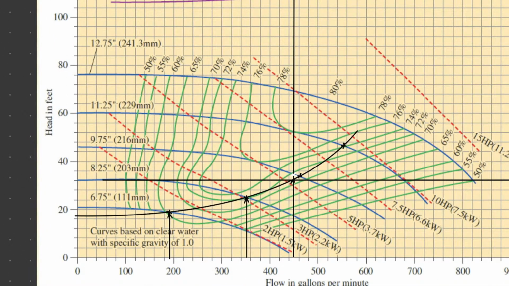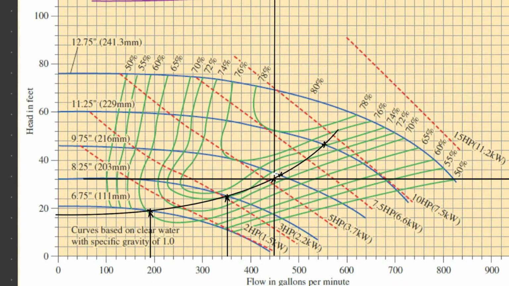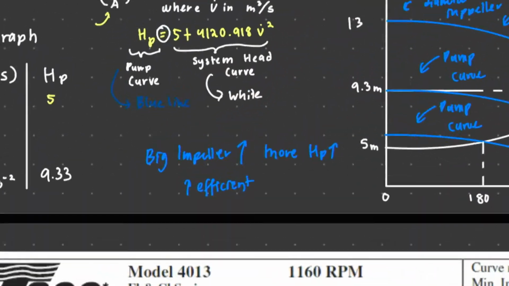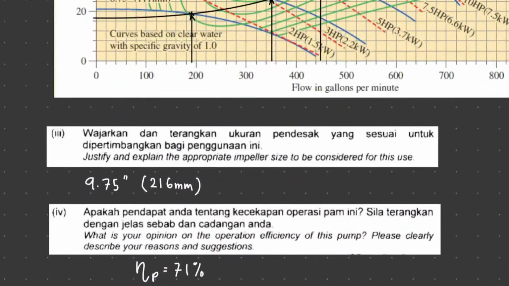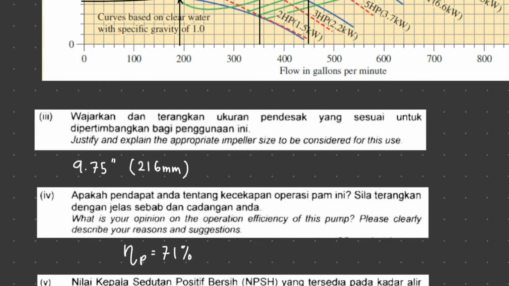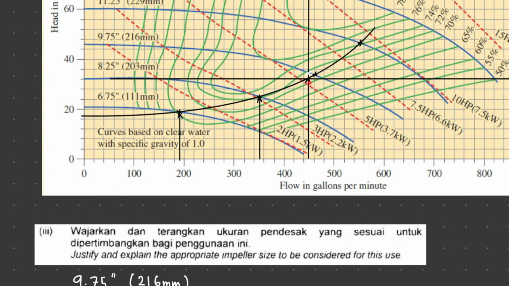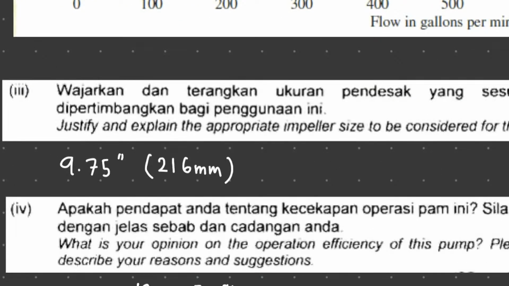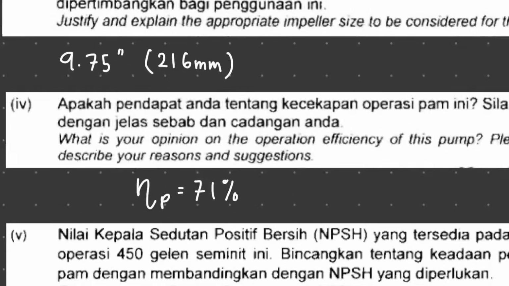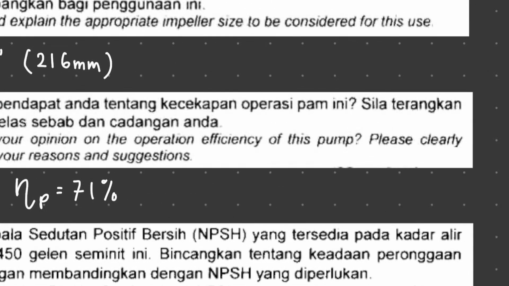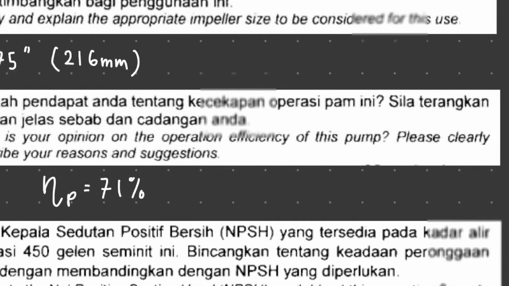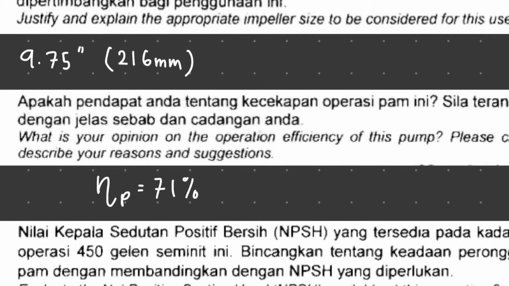If you use a small impeller, the efficiency ranges from like 50% to 65%. If you take the big impeller, it hits 80%. So the more you know. Okay, so for me, I will take the closest to my operating point, which is 9.75. What is your opinion on the operation efficiency of the pump? Please clearly describe your reasons and suggestion.